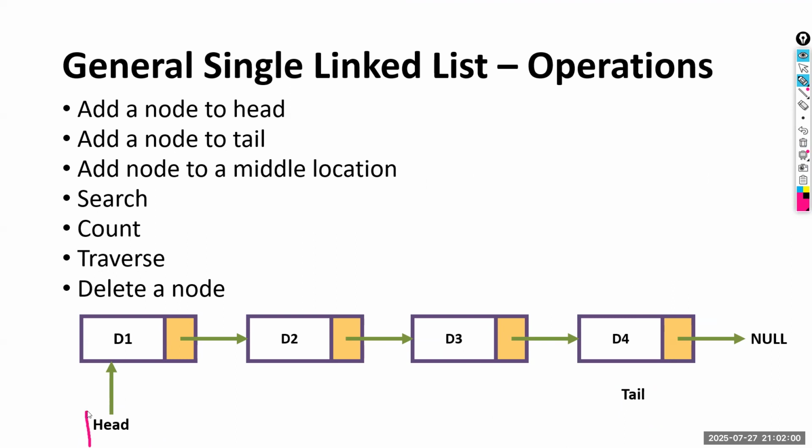Why do we keep track of only head, not tail? Because in some linked lists, we keep track of both head and tail.